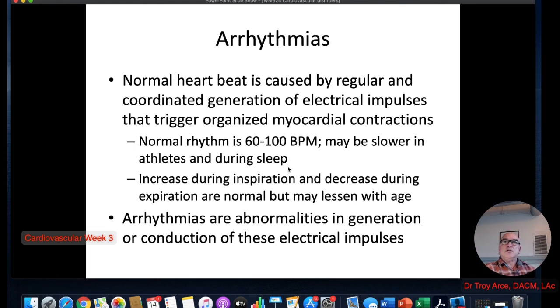Here we go. So the normal heartbeat is caused by regular and coordinated generation of electrical impulses that trigger organized myocardial contractions. As we know, the normal rhythm is 60 to 100 beats per minute, but it may be slower in athletes, and during our sleep we tend to get below 60 often. Increase during inspiration and decrease during expiration are normal but may lessen with age. Arrhythmias are abnormalities in generation or conduction of these electrical impulses.